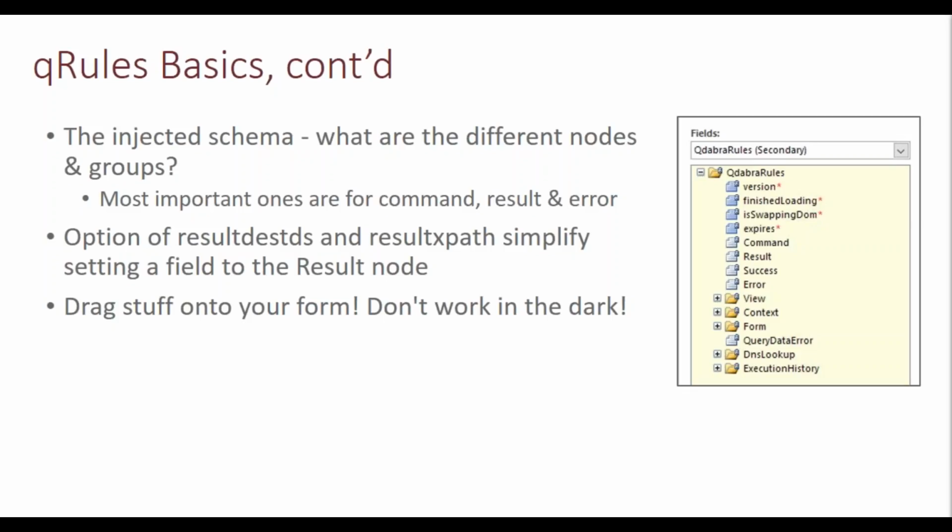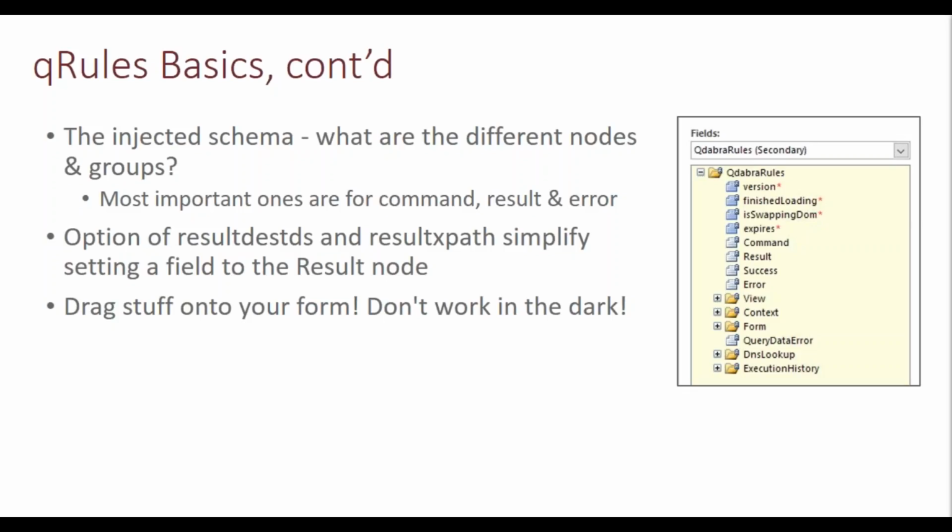I'm not quite sure why I mentioned this in this slide, but I did mention it in the poll. If you are not familiar with the universal parameters of result des_ds and result xpath, that's this middle bullet, take a look at that. That's in the qRules user guide. We added that back in, I think, 4.2, and what that does is instead of just returning a result to the result node, it will return a result to the node specified by those parameters.